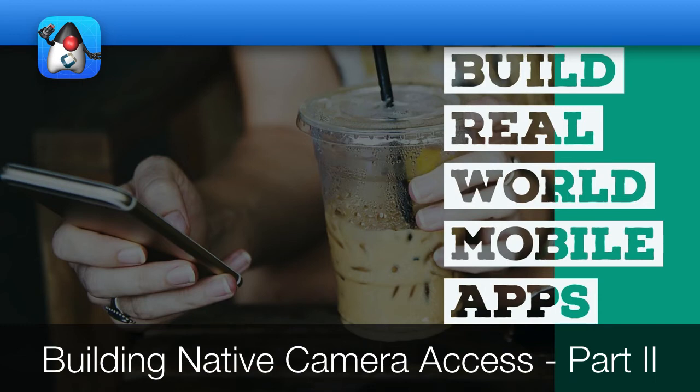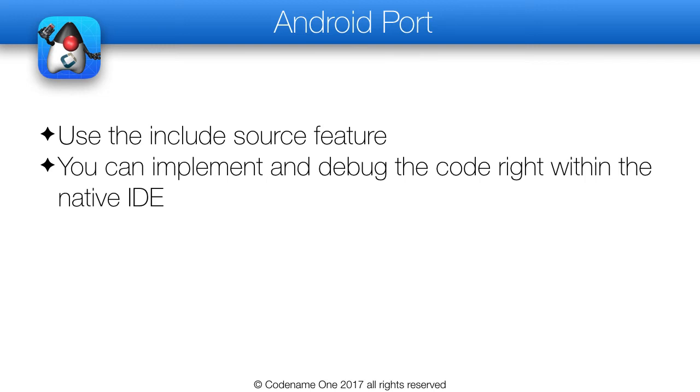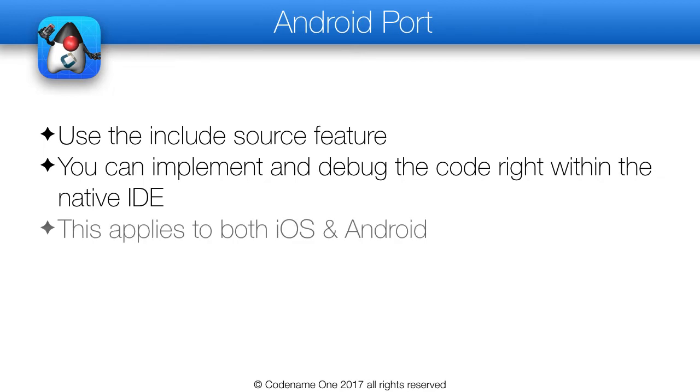Now that we have the generic code of the library, let's go into the Android port. If this is the first tutorial on building native interfaces you are going through, then here's an important tip. Use the include source feature of Codename One and build an Android Studio project. Then implement the native interface within Android Studio. You can then copy and paste the code back into the Codename One project. This is far more convenient as you can implement and debug the code right within the native IDE. The same is true for Xcode when working on a Mac.